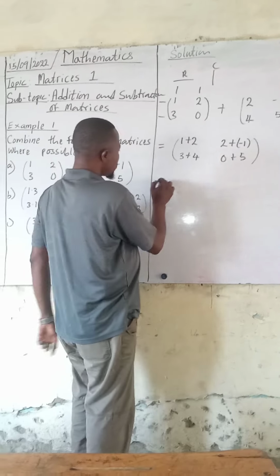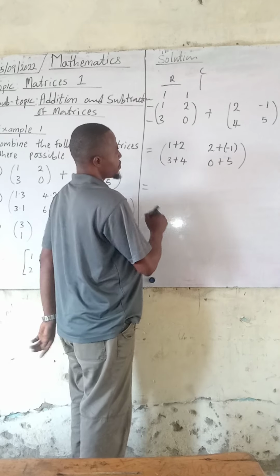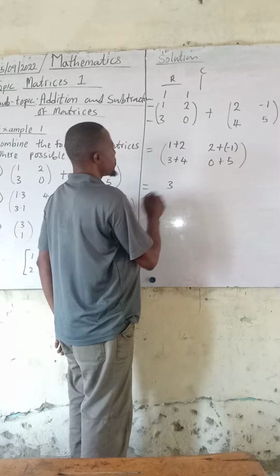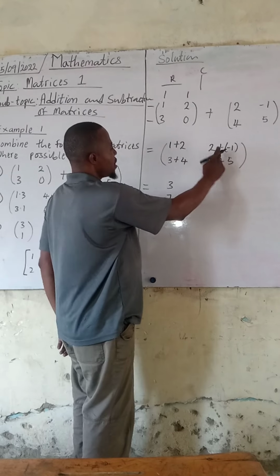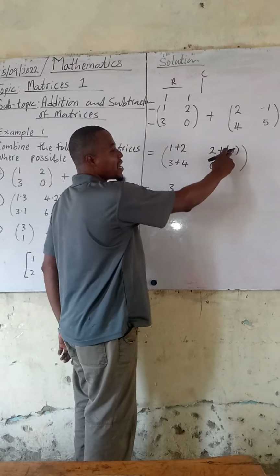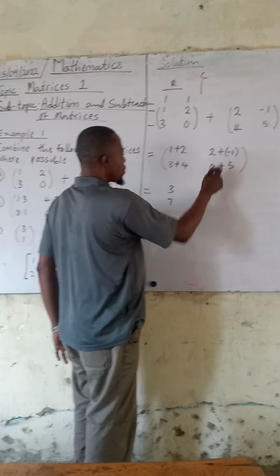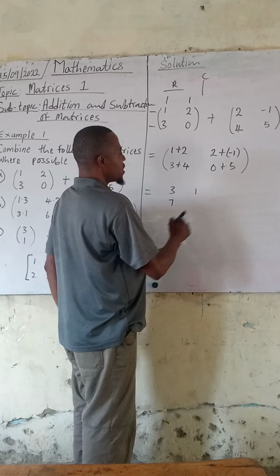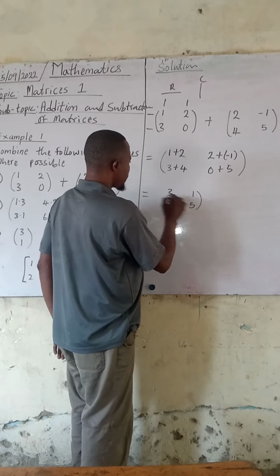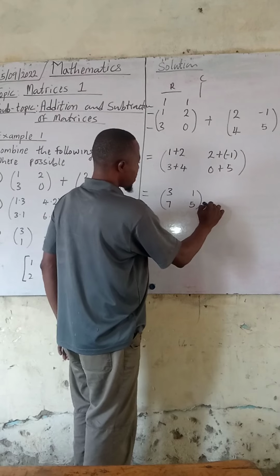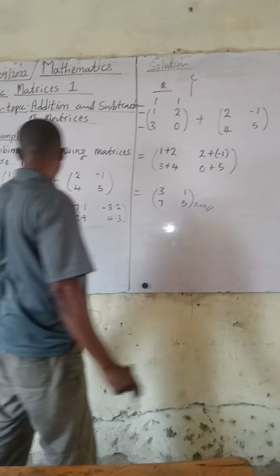So now 1 plus 2 will give us 3. 3 plus 4 will give us 7. Now here, plus times minus will give us minus. Then 2 minus 1 will give us 1. 0 plus 5 will give us 5. So that's our answer for adding the first and second one together.